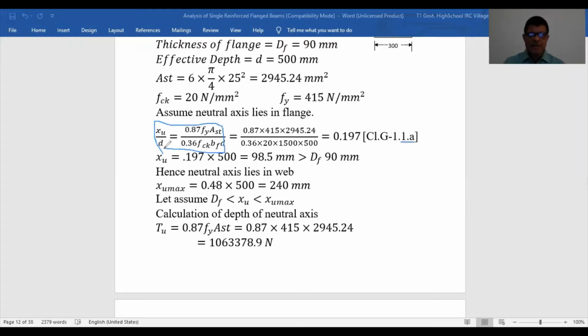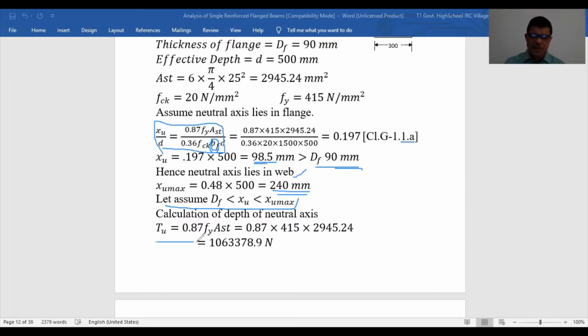Xu by d is calculated using the same formula given on page 96 for single reinforced rectangular sections, but in place of b put the value of bf. This value comes to 98.5, that is more than 90, so it lies in the web, and this is also less than xu maximum. So now you assume for the web calculations that Df is less than xu maximum. Xu is more than Df, it is confirmed, but less than xu maximum is not known, so that is being assumed. So now how to calculate the neutral axis?